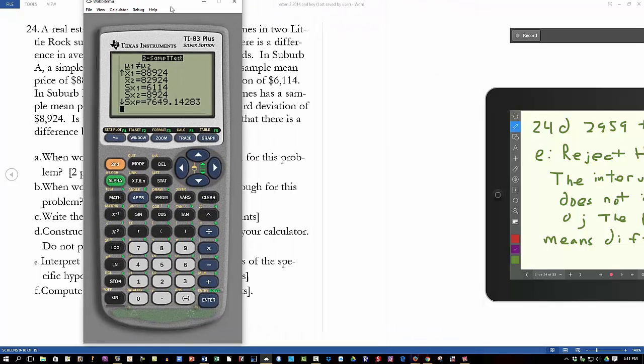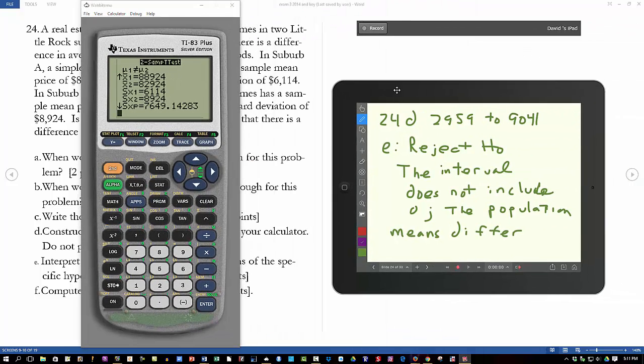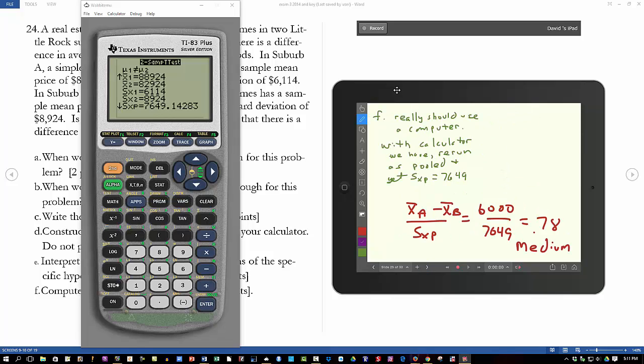7649. So to get the effect size, we will take that difference between two sample means, divide by the pooled standard deviation, and get 0.78, which would be using Cohen's guides for exploratory research. Remember 0.2, 0.5, and 0.8. This is in the medium range.